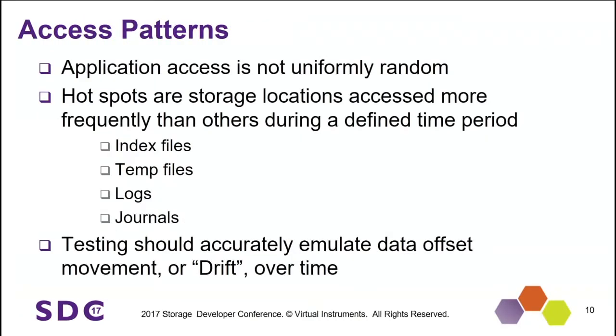Okay, we just talked about this. Access is not uniformly random. Hotspots are accessed more frequently than others during a defined time period, and it varies according to what you're doing. We have some examples here like index temp files, logs, journals, things like that. And when we're testing, we want to emulate that there are hotspots and emulate that drift as well.